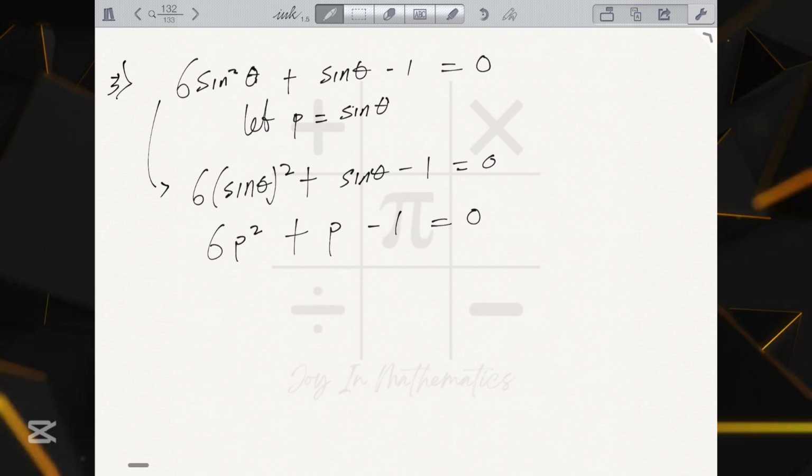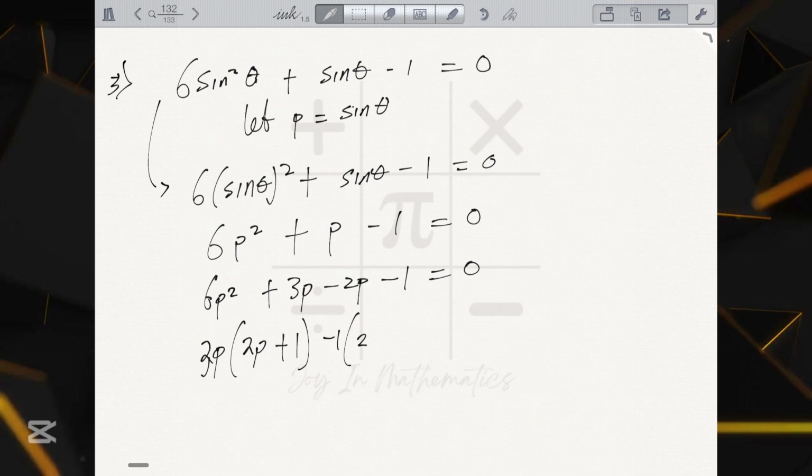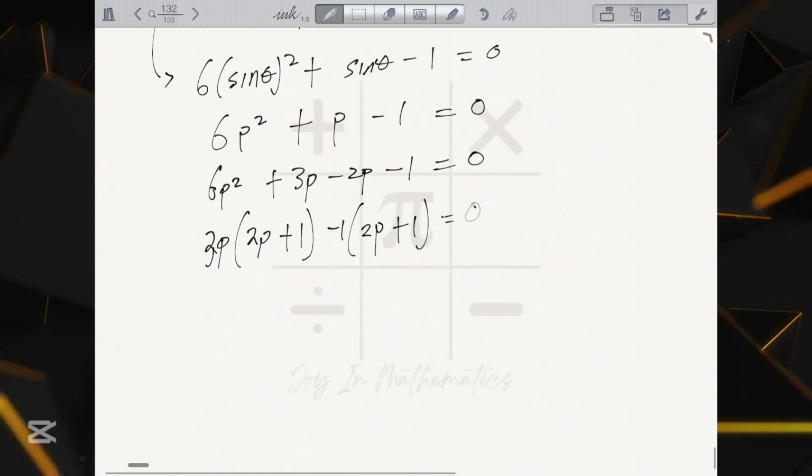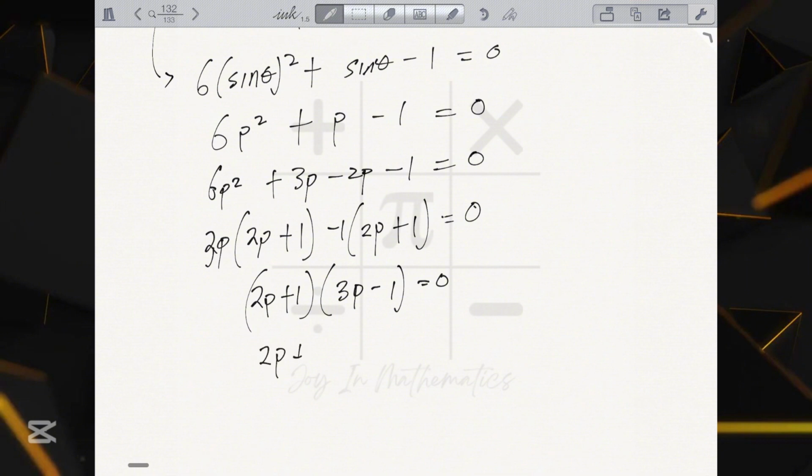Solving this quadratic equation, we can resolve it to give us 6P squared plus 3P minus 2P minus 1 equals 0. Factorizing the first two terms by 3P, we have 2P plus 1. Factorizing the remaining two terms by minus 1, we have 2P plus 1. So in essence, 2P plus 1 multiplied by 3P minus 1 equals 0. Therefore, 2P plus 1 equals 0, and likewise 3P minus 1 equals 0.